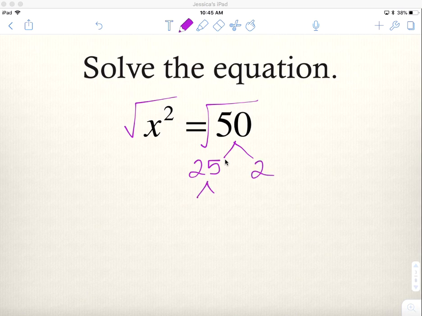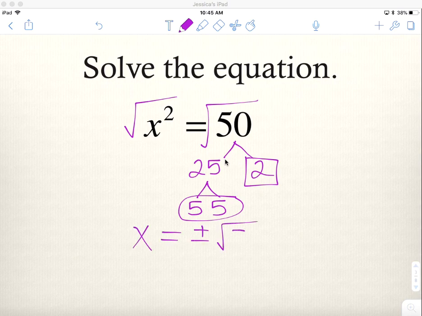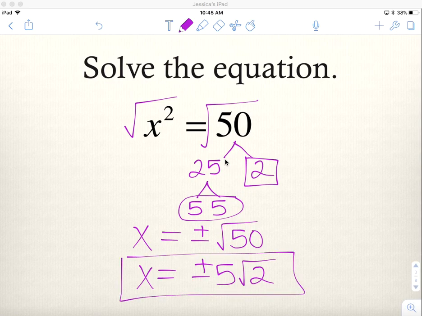The biggest perfect square that will go into 50 is 25, and 25 times 2 is 50. Well, the square root of 25 is 5, so I have a pair of 5s with a 2 left over. This is how you're going to write your final answer. If x is plus or minus the square root of 50, then that's going to simplify to plus or minus 5 square root 2. Remember, couples go out, what's left stays underneath.